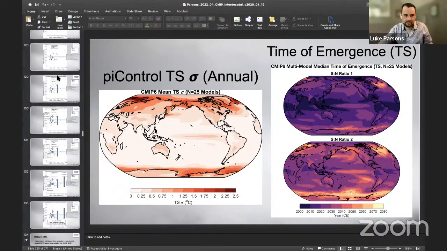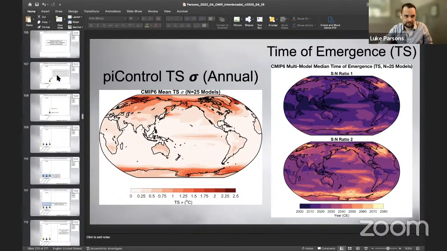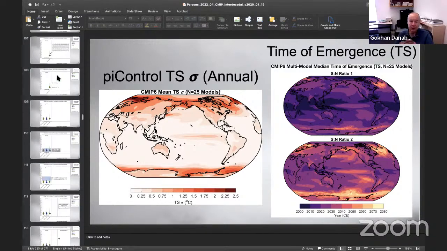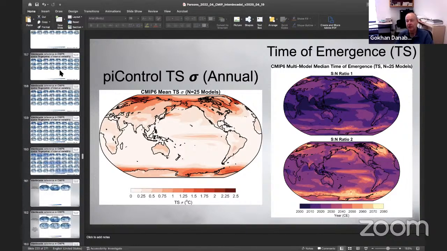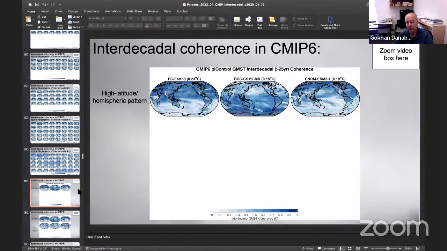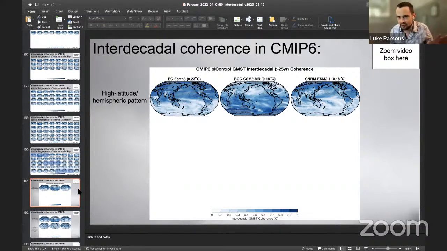I guess exactly. Another comparison could be made based on what the actual physical mechanisms are for the trends and variability in the PI control as opposed to the historical simulations. Yeah, exactly. And I was pretending we could almost be blind to the physical mechanisms of variability. Let's pretend we don't understand anything about greenhouse gas forcing and physics of warming. Let's just look at the magnitudes. But I totally agree with you.